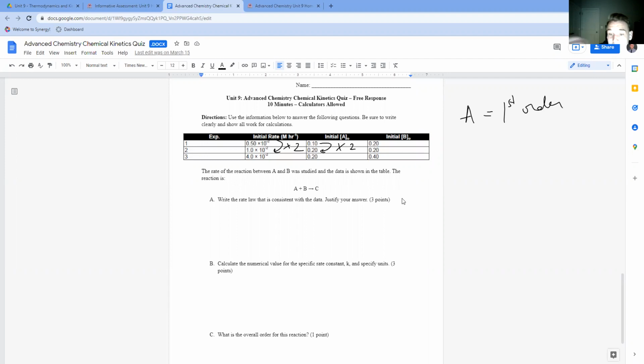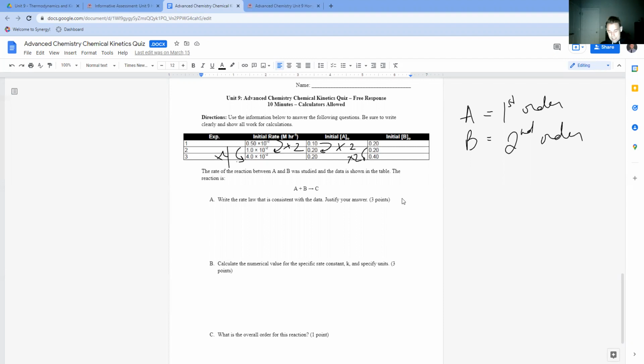I'm going to figure out the orders, and then I'm going to write out the answers. Now, to determine B, we look at 2 trials where A remains the same. That is 2 and 3. That's times 2, that's times 4. So that means it's second order.